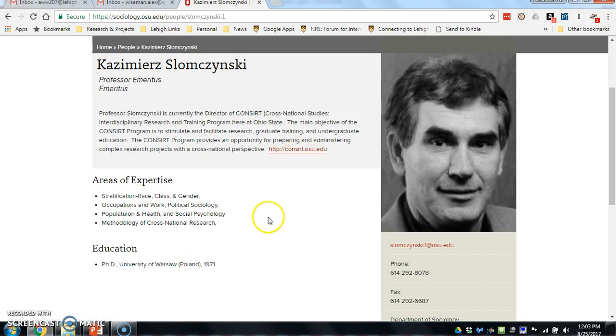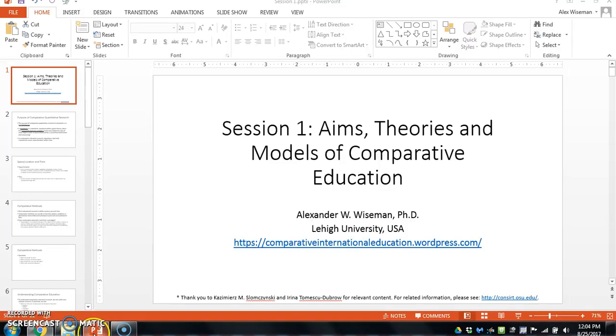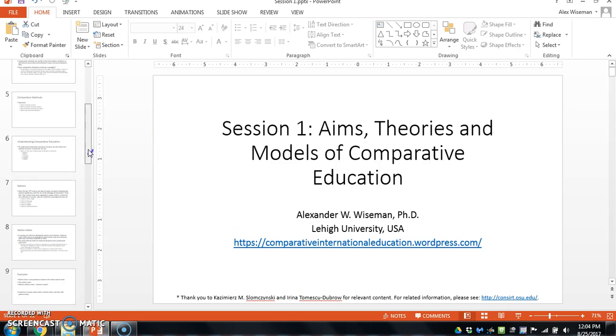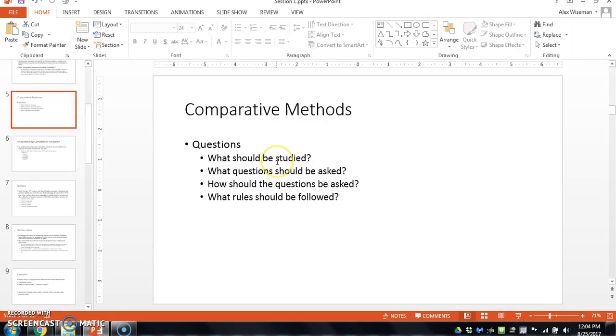And I wanted to make sure that I acknowledge that the outline for the information that I'm using comes from Slumzinski and Tomescu Dubrow. As you might imagine, I'm putting a little more of a comparative and international education spin on this. So while the framework or the outline of the content really does belong to them, I'm going to claim a lot of the description and the explanation related to comparative international education quantitative methodology. I'm going to claim it for myself, and for this class.